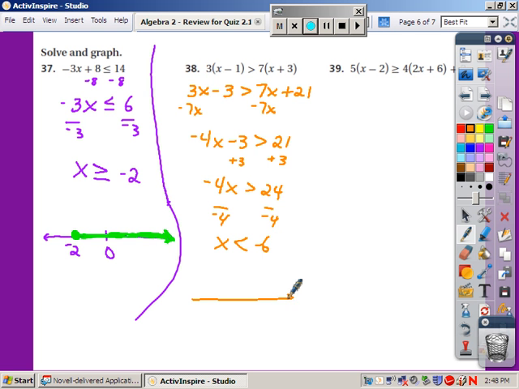And I need a number line. So I put my 0, and I put a negative 6 over here. This time, I have no line here, so I'm going to leave this as an open circle. And then I'm going to shade this way, where all the things that are less than negative 6 are located.